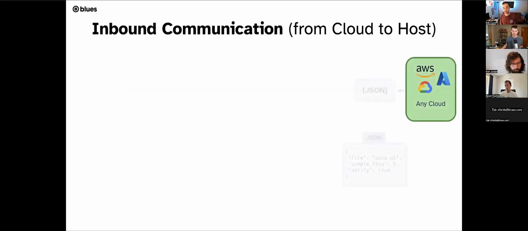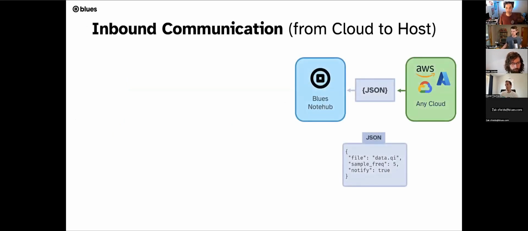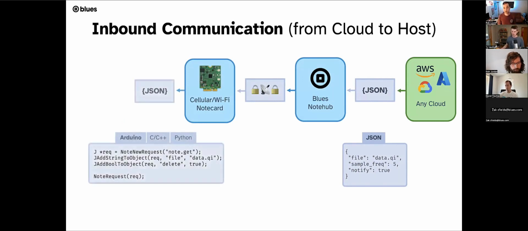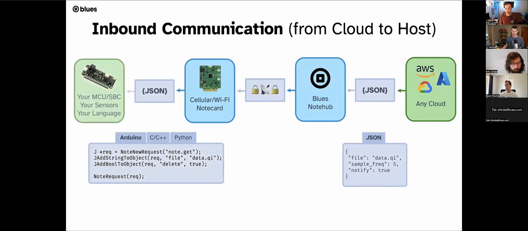So you can start in your cloud app. You can send a JSON-based request to Notehub through the APIs we provide. Notehub will then securely deliver that payload to a Notecard, to a fleet of Notecards. The Notecards will then deliver those back to the host. So you can really easily handle remote control scenarios, or you can update fleet variables, all remotely.